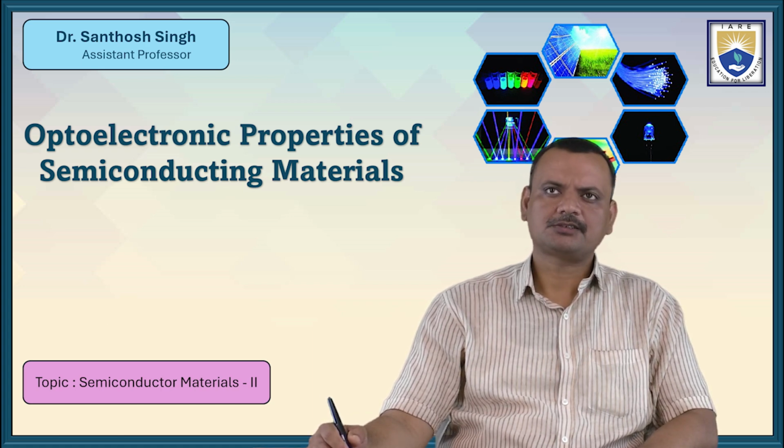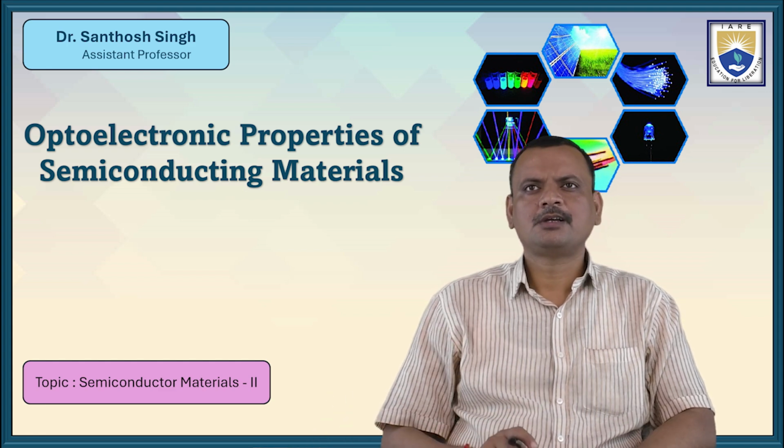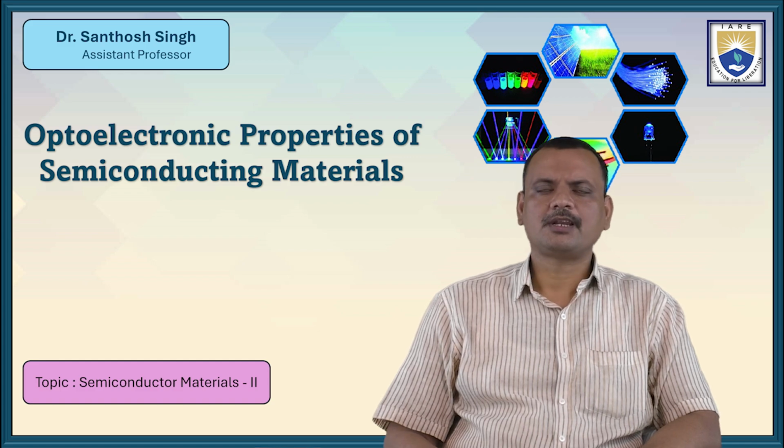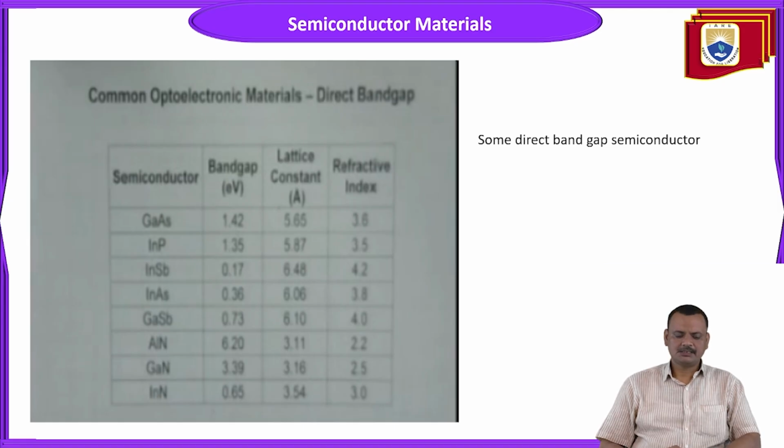Today, I am going to discuss our previous topic. We will continue with semiconductor materials, so let's start. We already saw in the last video lecture some direct band gap semiconductors, basically the binary semiconductors, because we had already discussed some ternary and quaternary semiconductors. Some direct band gap semiconductors which are very useful in optoelectronic applications were discussed in the last video lecture.